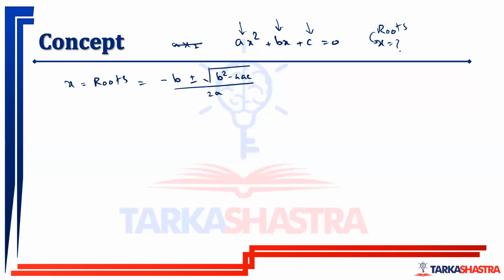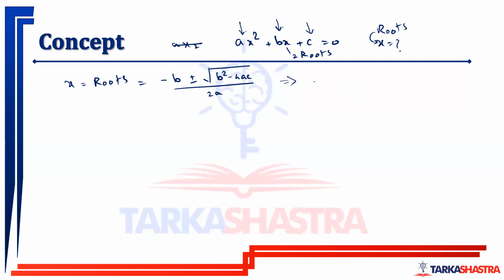Okay, now plus or minus isliye because one quadratic equation will have two roots. Each and every quadratic equation will have two roots. Those roots can be sometimes similar as well. Okay, but generally a quadratic equation will have two roots.